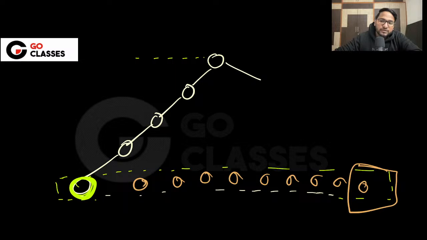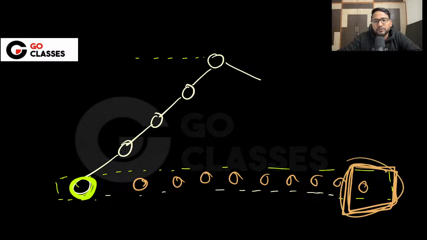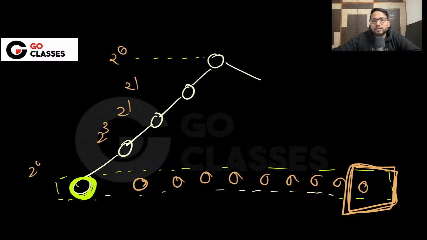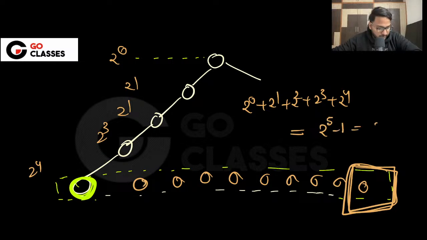So which means the node must be here, including this, what are the total nodes? Because this is the nth vertex they are talking about. So this is 2 power 0, 2 power 1, 2 power 2, 2 power 3, 2 power 4. So this is 2 power 0 plus 2 power 1 plus 2 power 2 plus 2 power 3 plus 2 power 4, which is coming out to be 2 power 5 minus 1, which is 31, right?